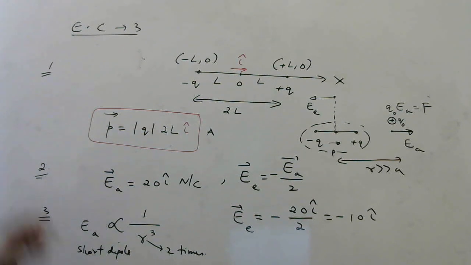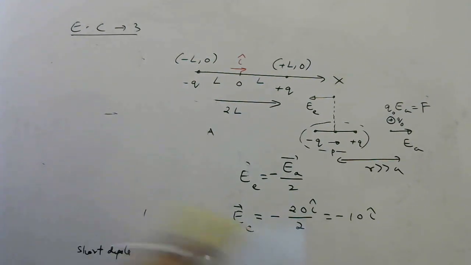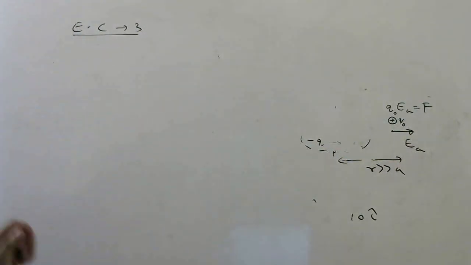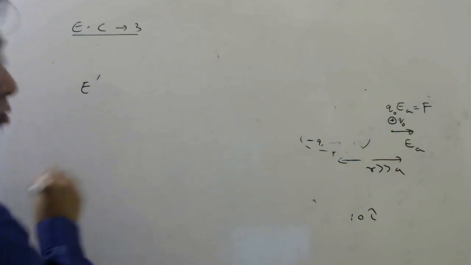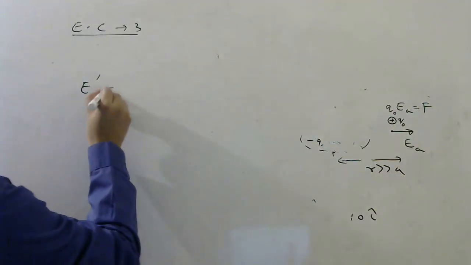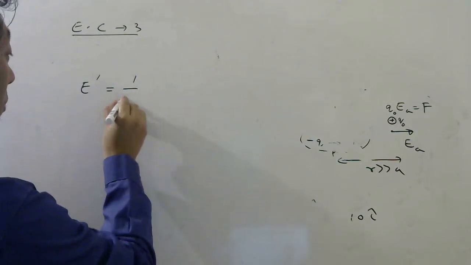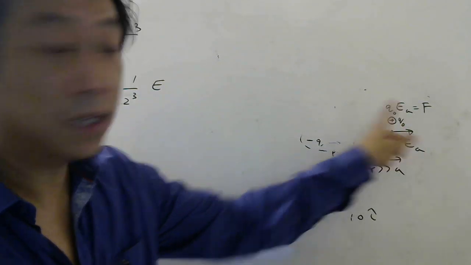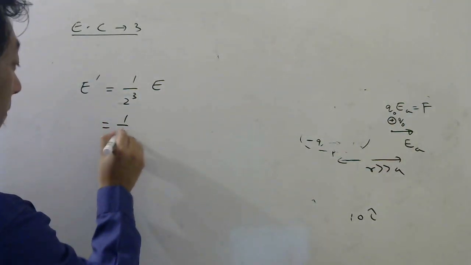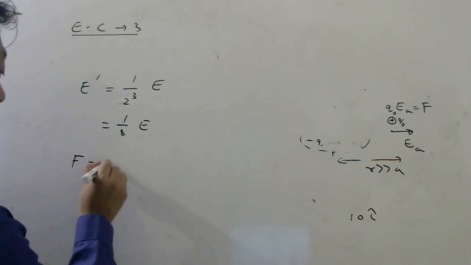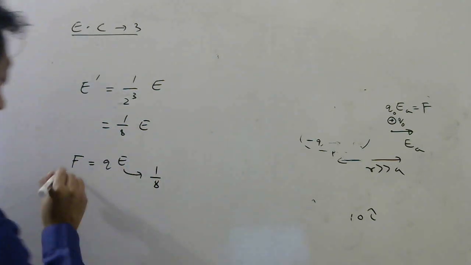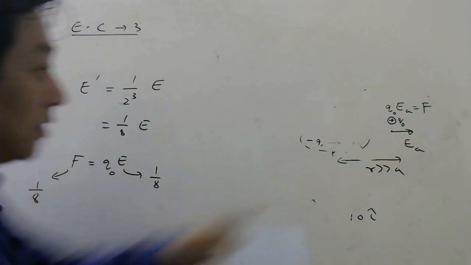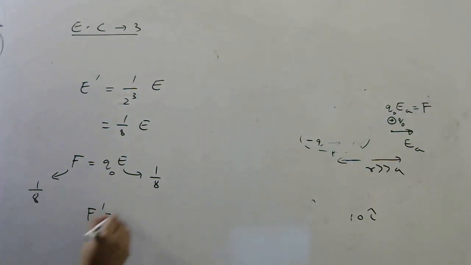So new electric field, since distance becomes doubled, electric field will become 1 by double cube. So the new electric field after you double will be 1/8, or you can say 1 by 2 cube times the original electric field. So if the original electric field was E, now it will become E by 8. And you know force is Q into E. So if E becomes 1/8, force also will become 1/8. Because the test charge is same, na? The test charge is same. So the new force will be 1/8 of F.